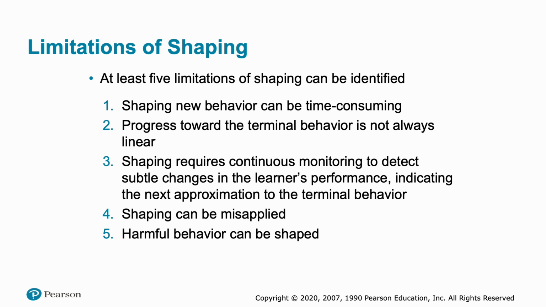Then the third limitation is that shaping requires continuous monitoring to detect subtle changes in the learner's performance, indicating the next approximation to the terminal behavior. So this kind of goes hand in hand with what I just mentioned. It's not just that you are going to run a shaping procedure and do it all willy-nilly with no particular steps or guide in mind. This is something systematic, as is everything within behavior analysis. You're going to be systematic and methodical about the particular steps that you will be following, right?